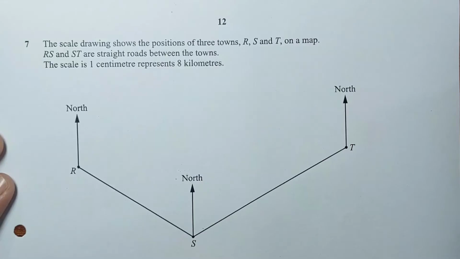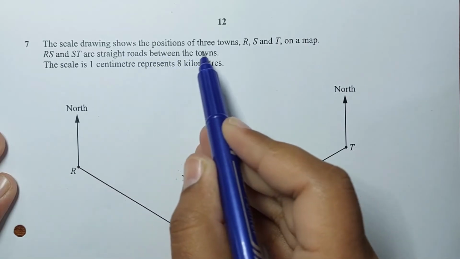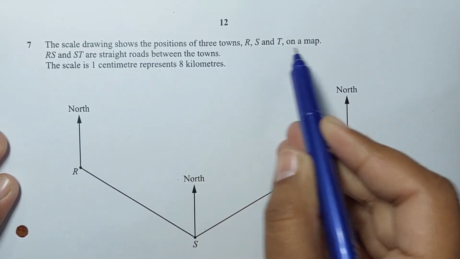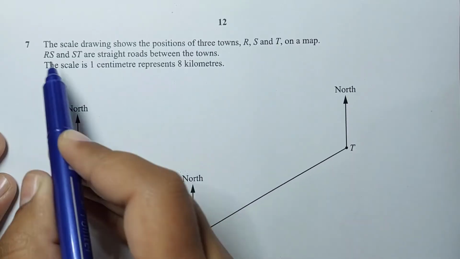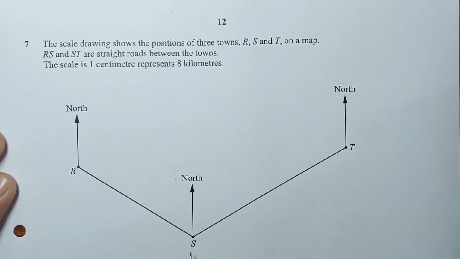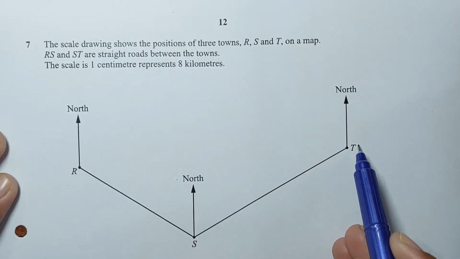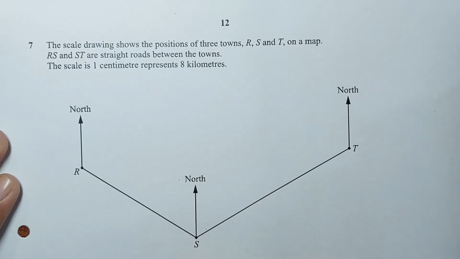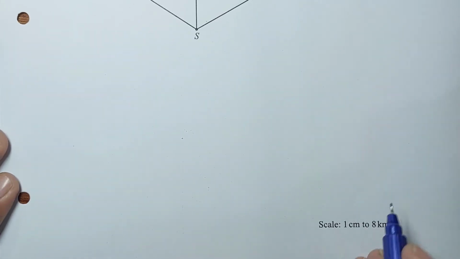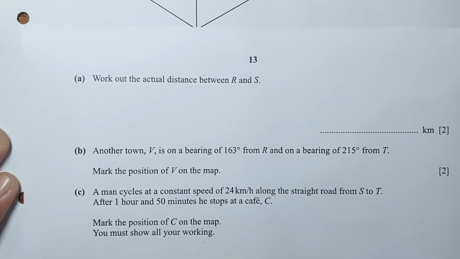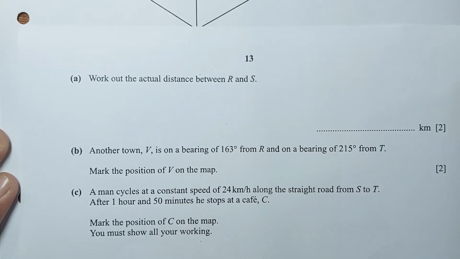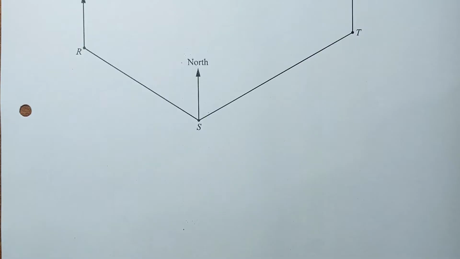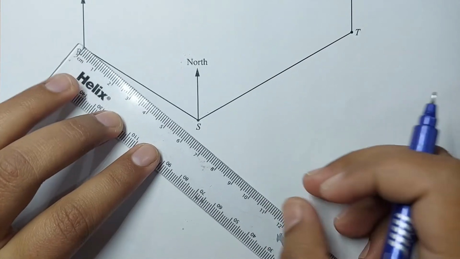Right. Question number 7. The scale drawing shows the position of 3 towns R, S, and T on the map. R to S, and S to T are straight roads between the towns. Okay, the scale is 1 centimeter represents 8 kilometers, right? So the scale we have given is 1 centimeter to 8 kilometers, right? Now for part A, work out the actual distance between R and S. Let me find the distance between R and S in terms of centimeters first.